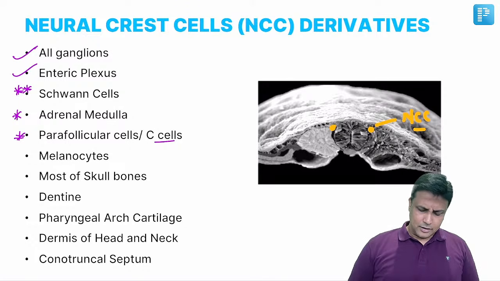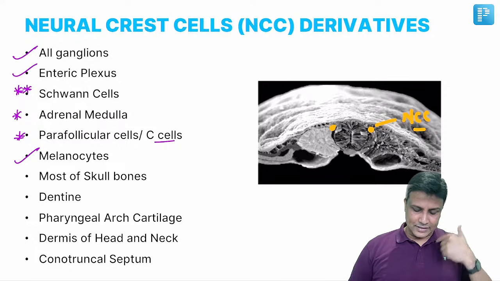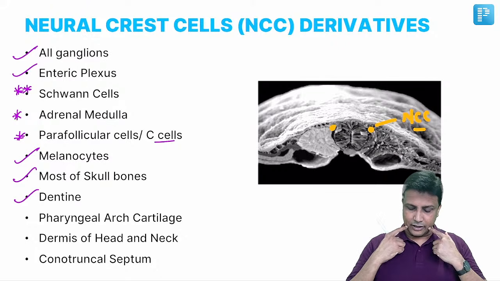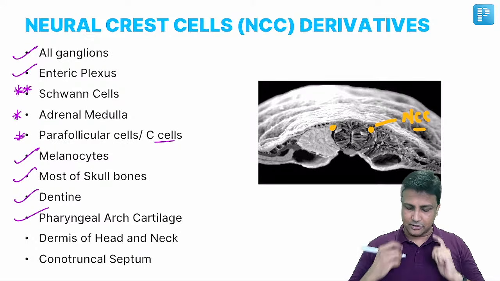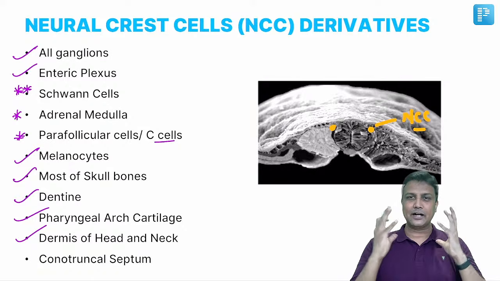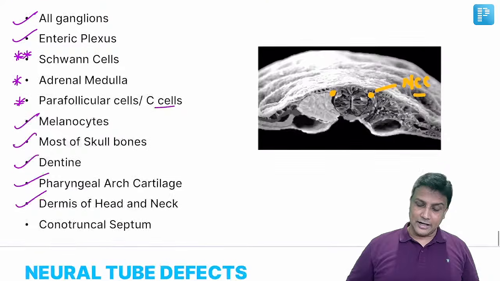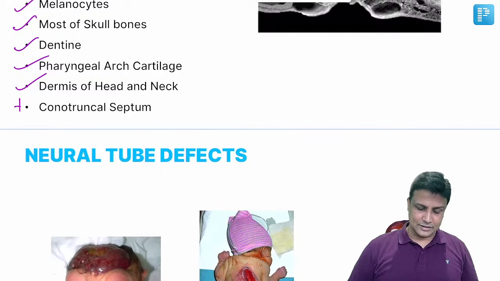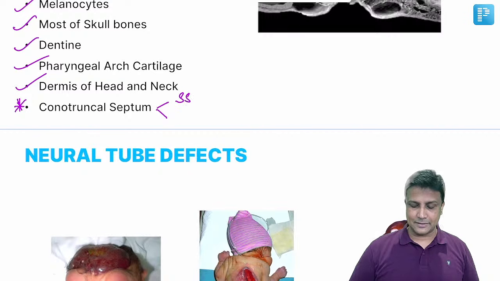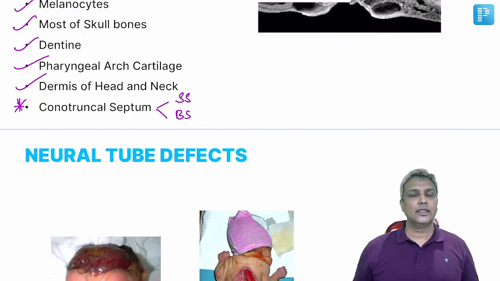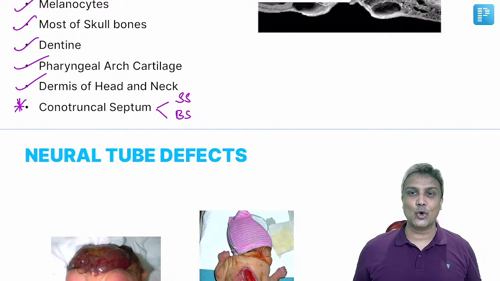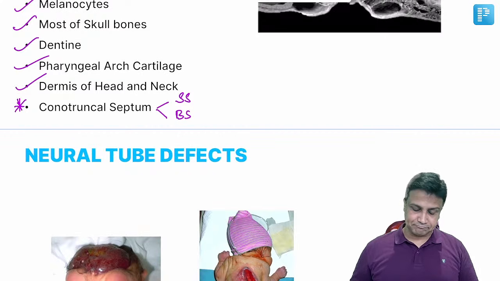Okay. And after that, melanocytes, most of the skull bones, the dentine, and the pharyngeal arch cartilages, the dermis of head and neck, and all these parts which are related with the head and neck are derived from the neural crest cells. Now in INI-CET exam, even this was asked, conotruncal septum. It is made up of two septa, spiral septum and the bulbar septum. These two septa together are referred to as conotruncal septum.